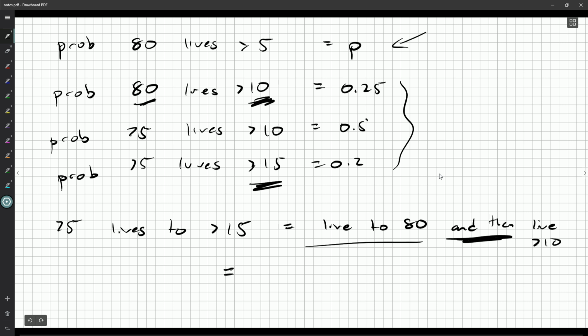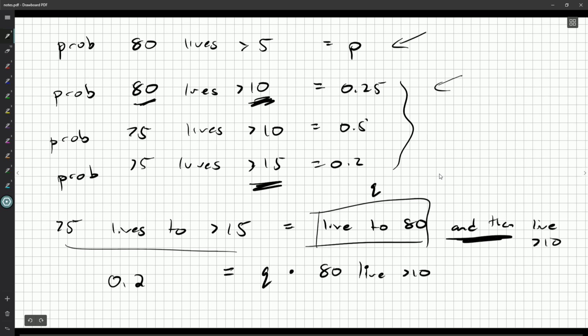So you have to live to your 80. There's some probability of that. I'm going to call it Q. Times the probability that you're 80 and you live another 10, which I know. And I know this as well. So 0.2 is Q, the probability that a 75-year-old lives till they're 80, times the probability that an 80-year-old lives another 10 years. So this is Q times 0.25, and now I can rearrange and solve for Q.